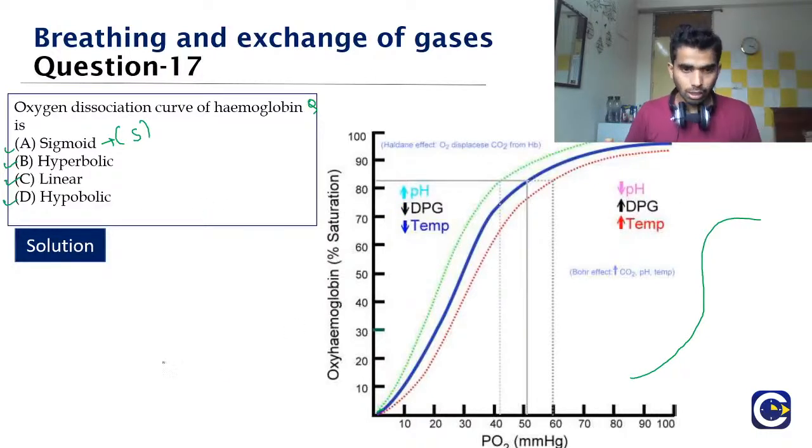Another important question for the examination is what is present on the y-axis and the x-axis. On the y-axis, oxyhemoglobin saturation is present. It has been asked earlier.